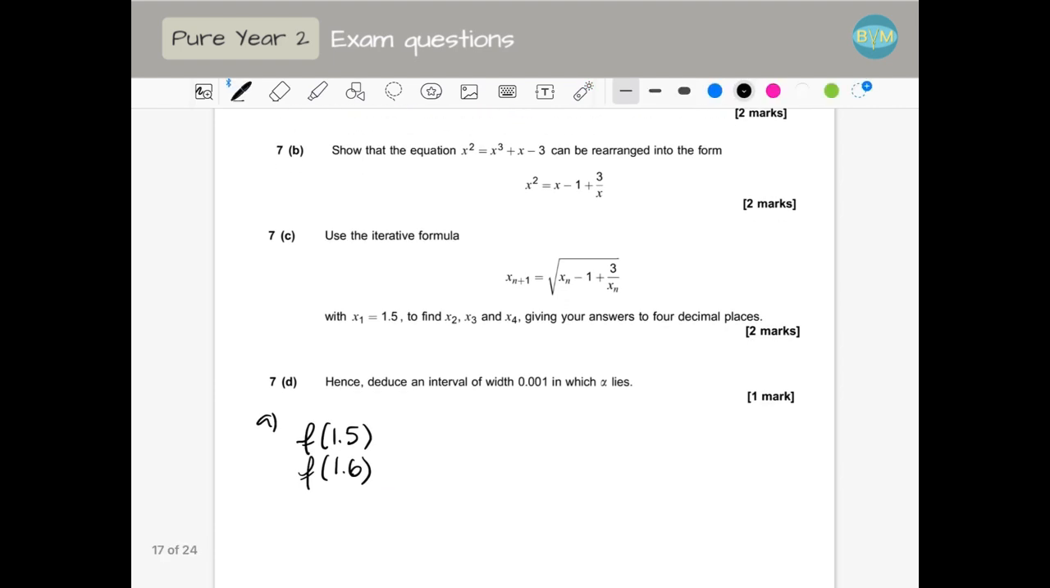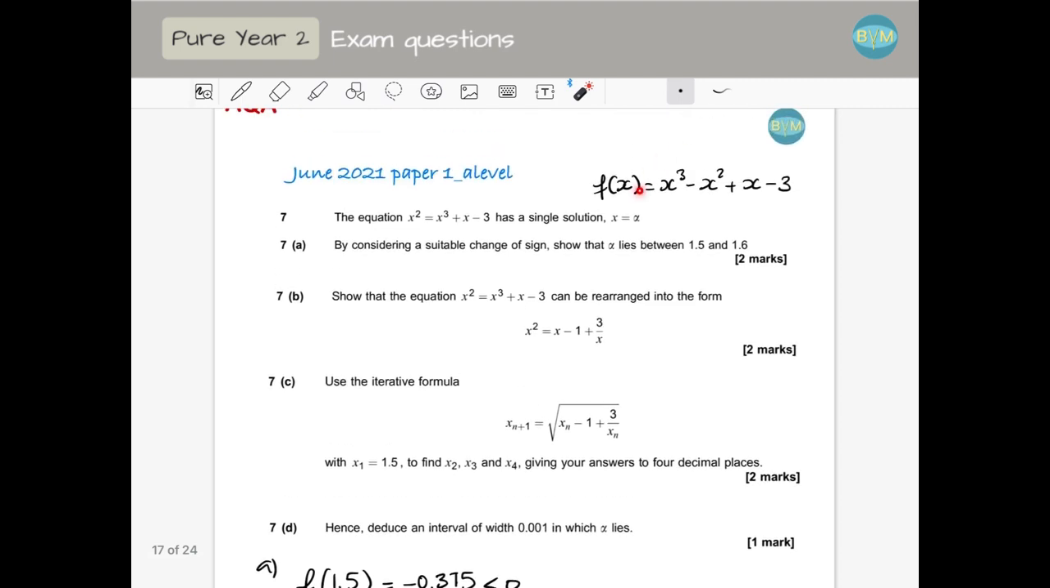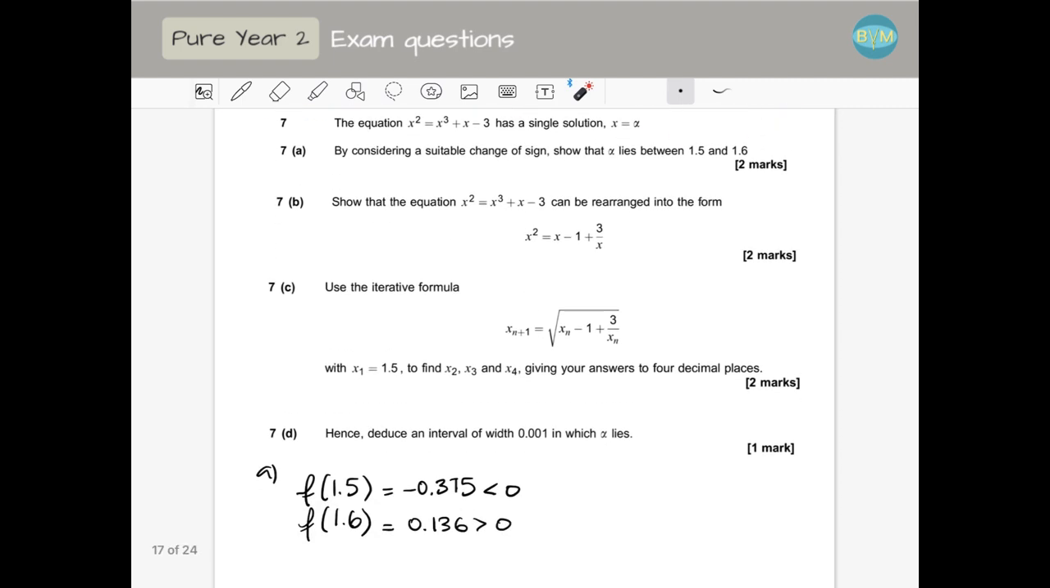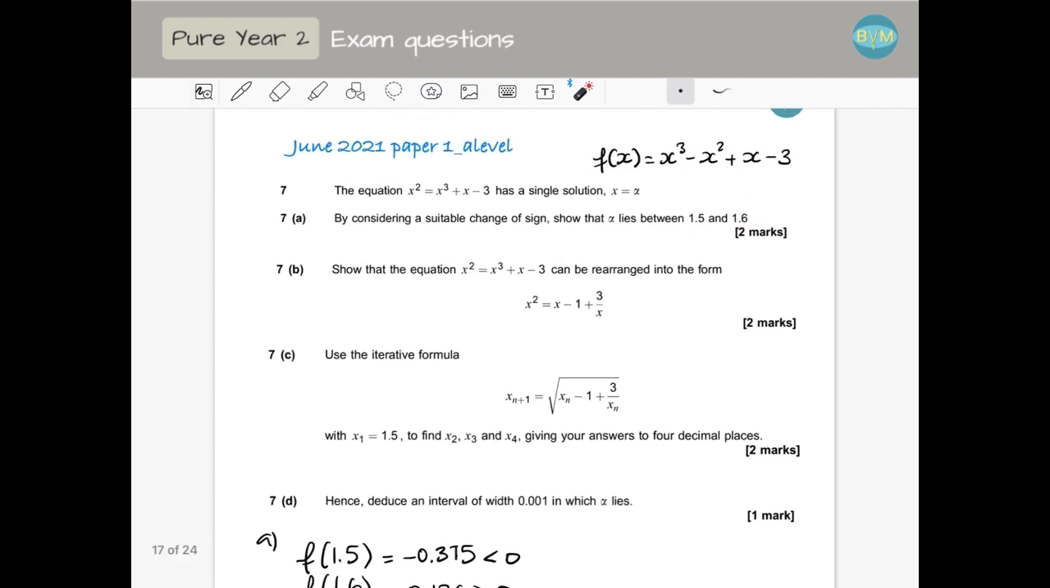If you do 1.5, you get minus 0.375, which is smaller than 0. And if you do 1.6, it is 0.136, which is greater than 0. Therefore, I have a change of sign, and this function is continuous because it's just a cubic, so I have a root between 1.5 and 1.6, so this equation has one solution.